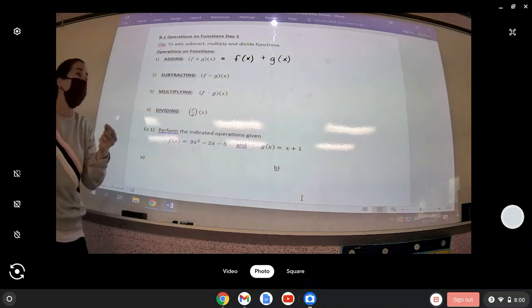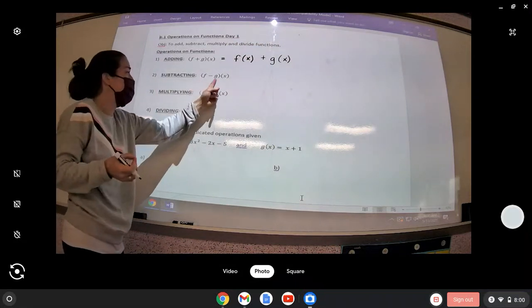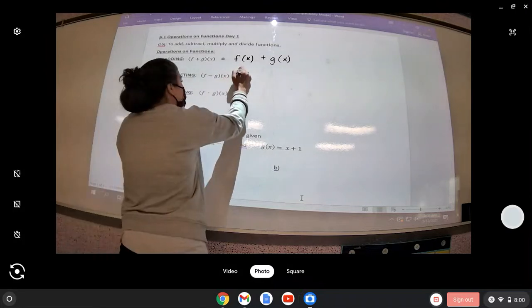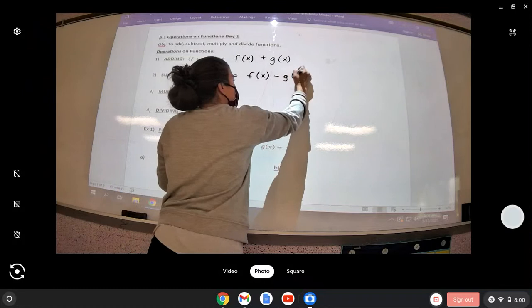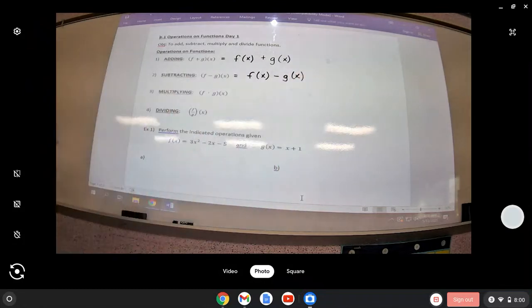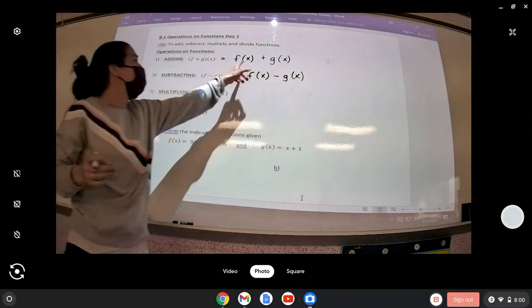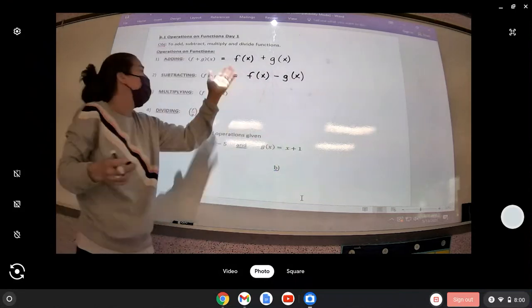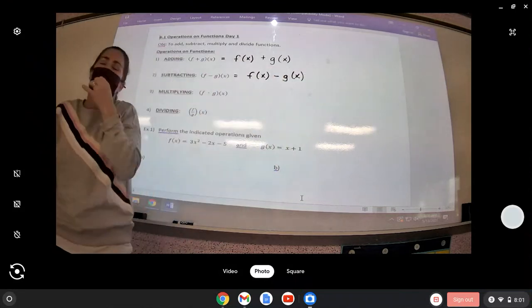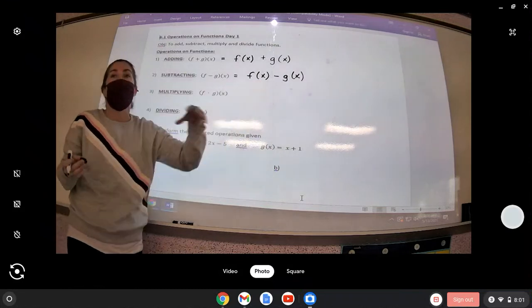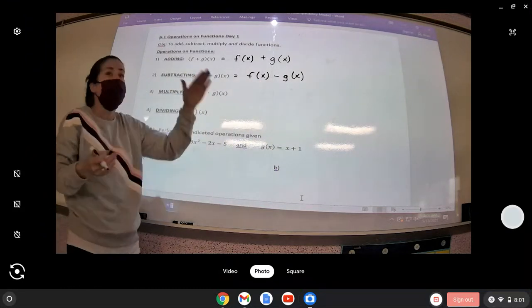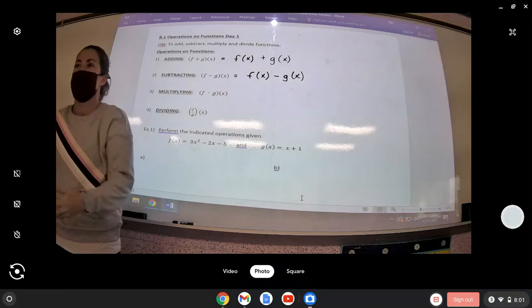All right, subtracting. If they want you to subtract functions, they're going to ask you to find f minus g of x. So that is take the f of x function and subtract the g of x function from it. Now, guys, just be careful because the order in which you add will never matter. So if you did f plus g or g plus f, your answer wouldn't change. But subtraction, the order matters. So pay attention to which function you're subtracting from which function.